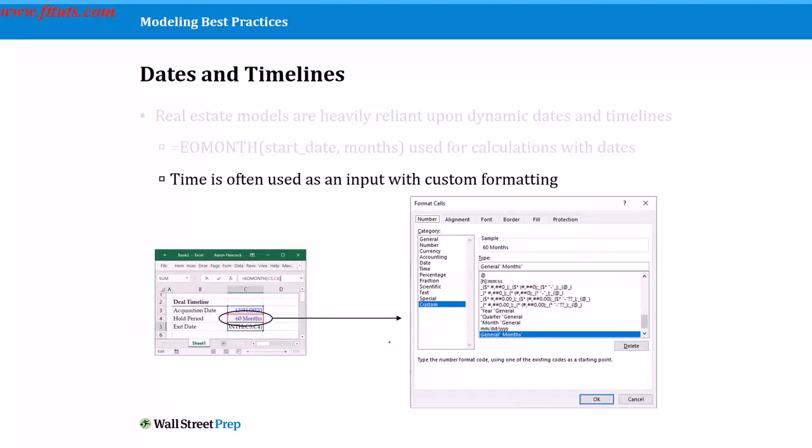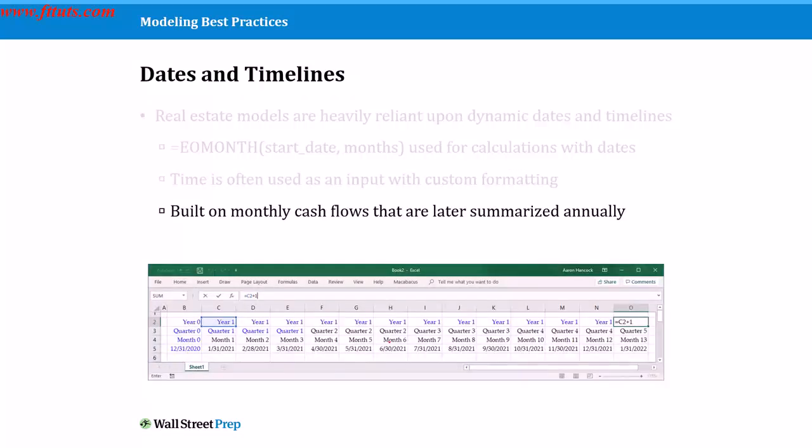And once we get into the modeling, you'll see that time will end up being an input quite frequently, especially when we're modeling developments. So we'll make regular use of custom formatting to label things months or years and sometimes quarters. And then lastly, we're going to be building out monthly cash flows as our basis, and ultimately we'll summarize them annually, so the timeline will become very important.